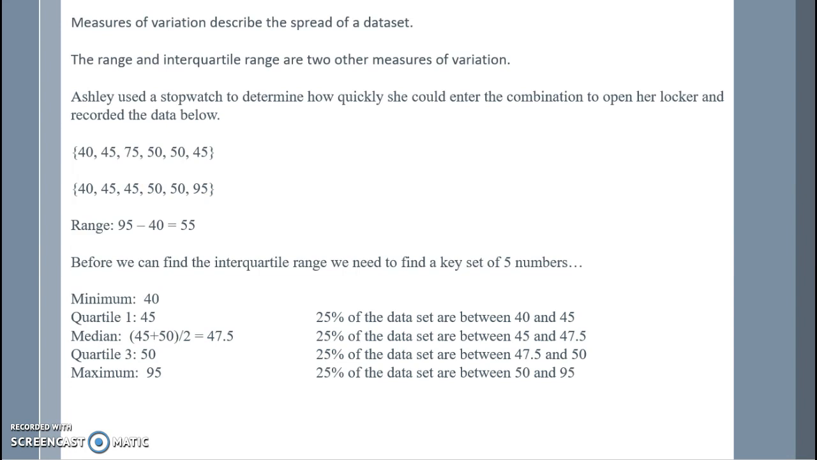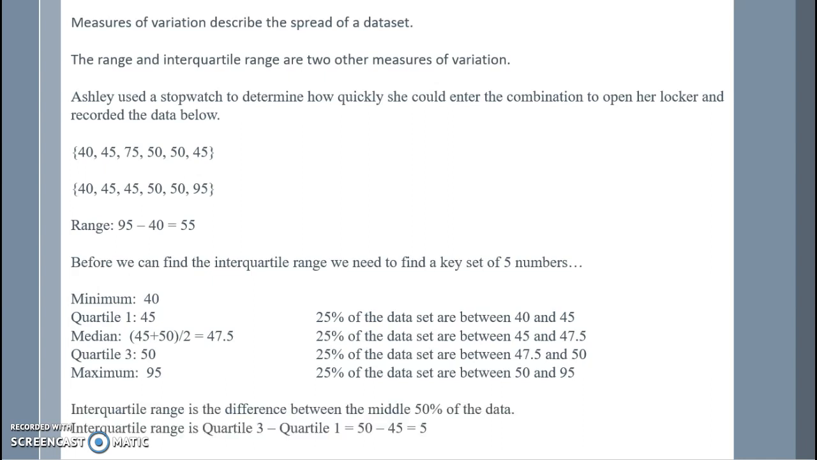It should be known that 25% of the data lays between 40 and 45. 25% of the data is between 45 and 47.5. 25% of the data lies between 47.5 and 50, and the last 25% of the data lies between 50 and 95. Interquartile range is the difference between the middle 50% of the data. So we're particularly interested in 45 and 50. So to do this, we subtract them and we get 5.